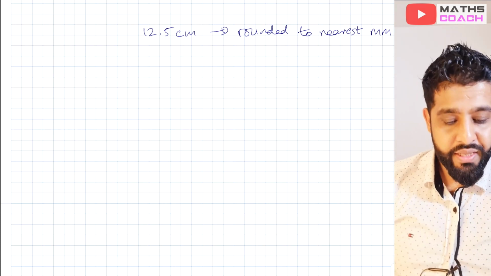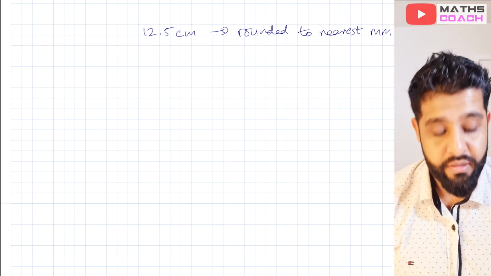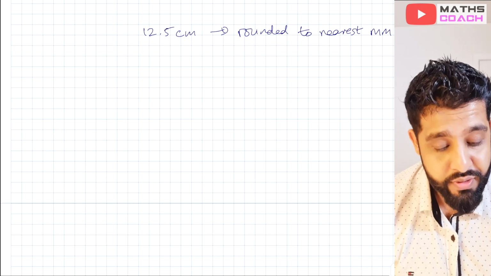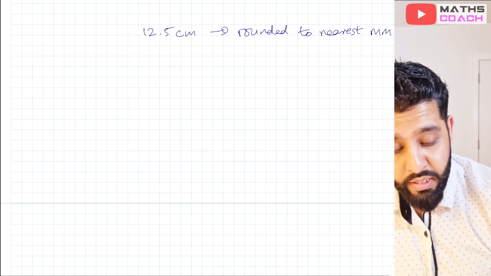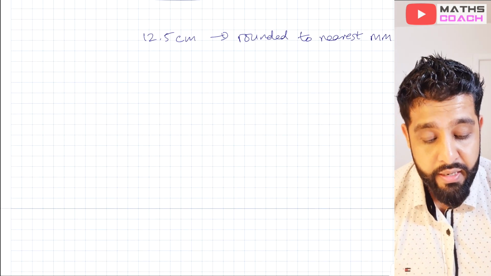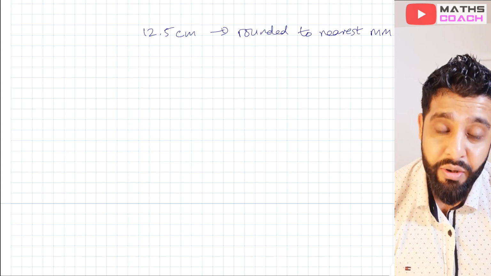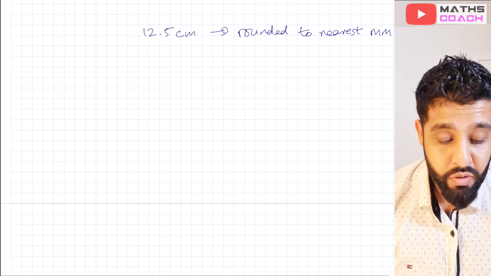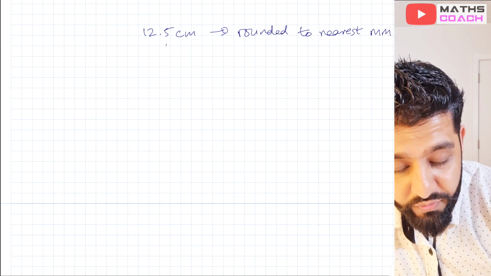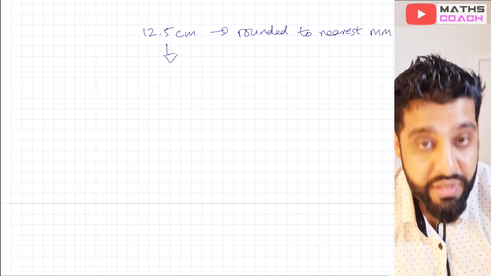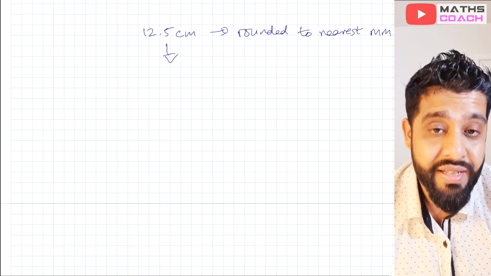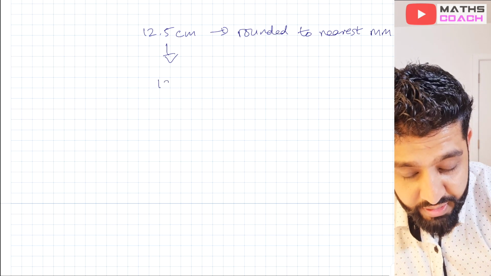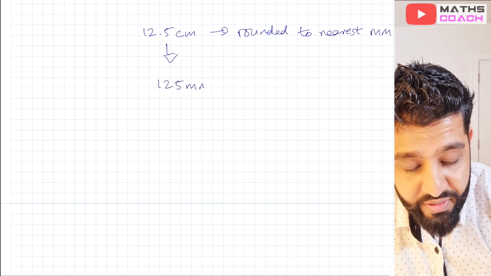Okay, so in this example, 12.5 centimeters has been rounded to the nearest millimeter. Now you've got to be very careful here. I've chosen this one deliberately because we have centimeters, but we have been told that this answer has actually been rounded to the nearest millimeter. So before we begin, what we are going to do is convert 12.5 centimeters into millimeters. We know that in 1 centimeter, we have 10 millimeters. So we can multiply this answer by 10, giving us 125 millimeters.